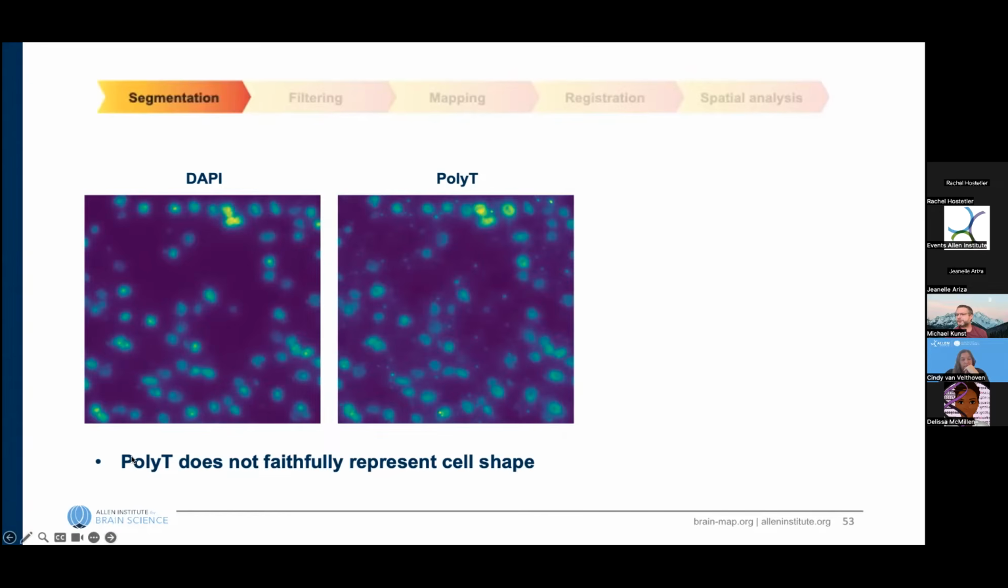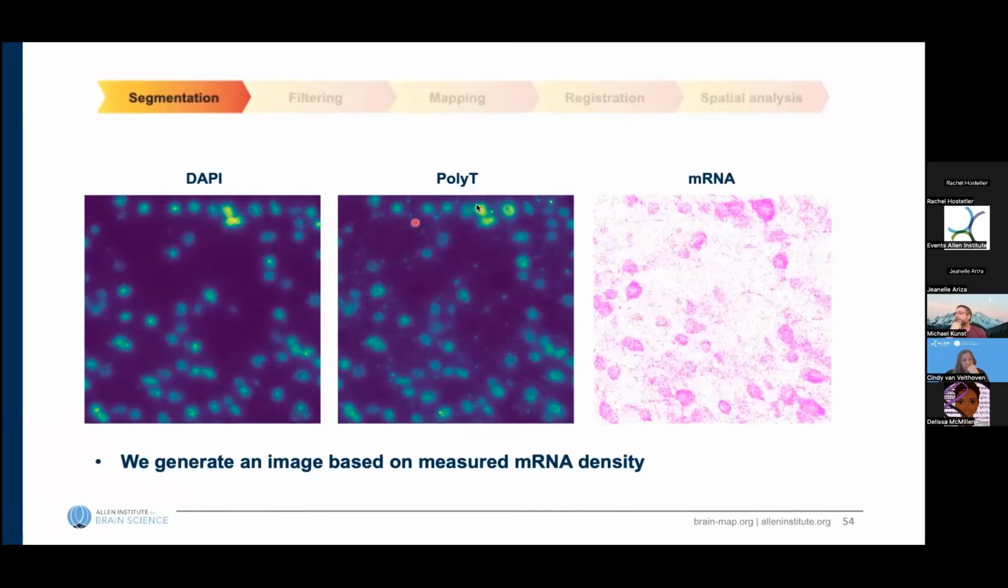of the original DAPI stain. And if you compare it to the mRNA, you can see that the cells actually are much, much bigger. So one of the first steps, we developed a tool where we actually take the mRNA locations and turn it into a low resolution image at the same level as the DAPI and the poly-T. And we use that as our cytosolic stain.